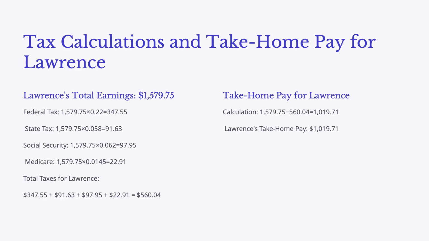Using similar calculations, we determine each employee's take-home pay. Lawrence's total earnings are $1,579.75 and his total taxes amount to $560.04, leaving him with a take-home pay of $1,019.71.